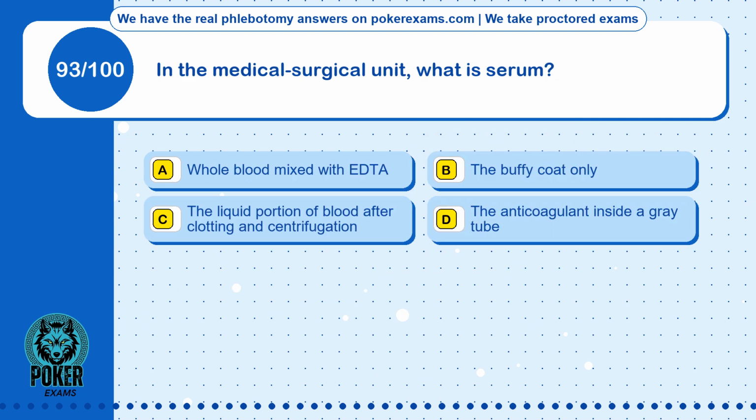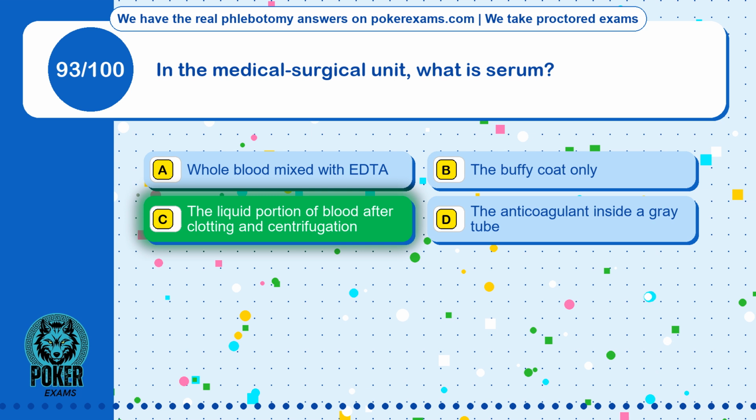Question 93. In the medical surgical unit, what is serum? Option A, whole blood mixed with EDTA. Option B. The buffy coat only. Option C. The liquid portion of blood after clotting and centrifugation. Option D. The anticoagulant inside a gray tube.